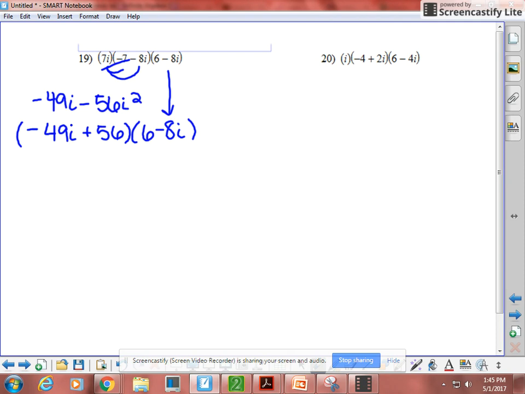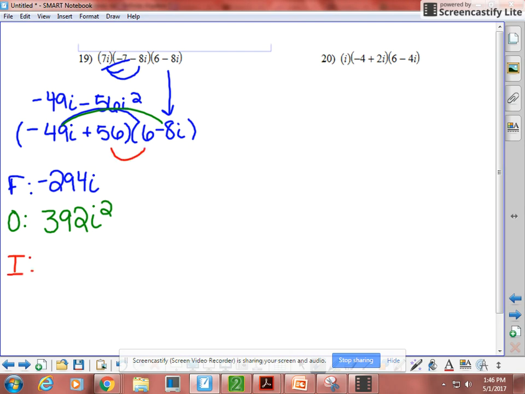And now I have to FOIL these together. Okay, so when I FOIL those together, my first is going to go here. Got to get my calculator. 49 times 6 is going to be negative 294i. Then we're going to go outer. So that's 49 times 8, 392, and that one's going to be positive. 392i squared because it's i times i.